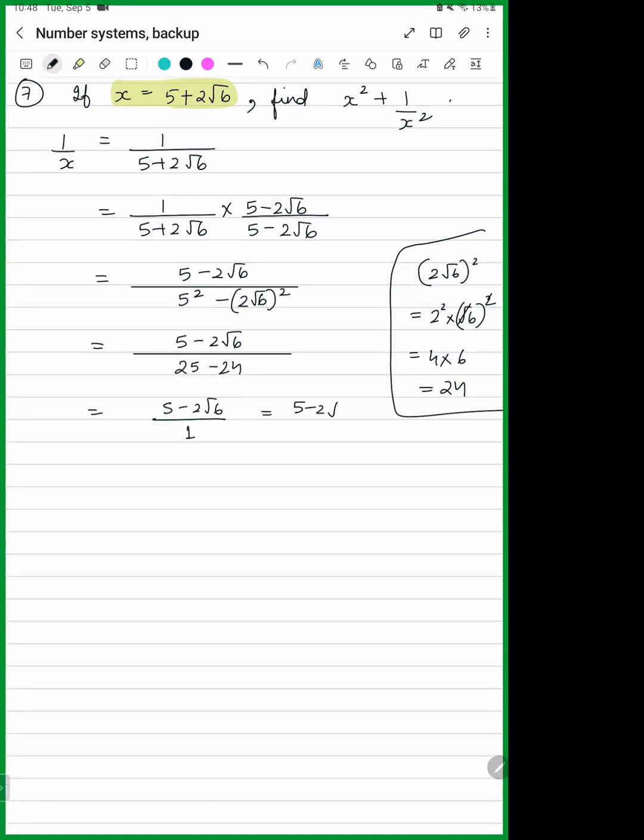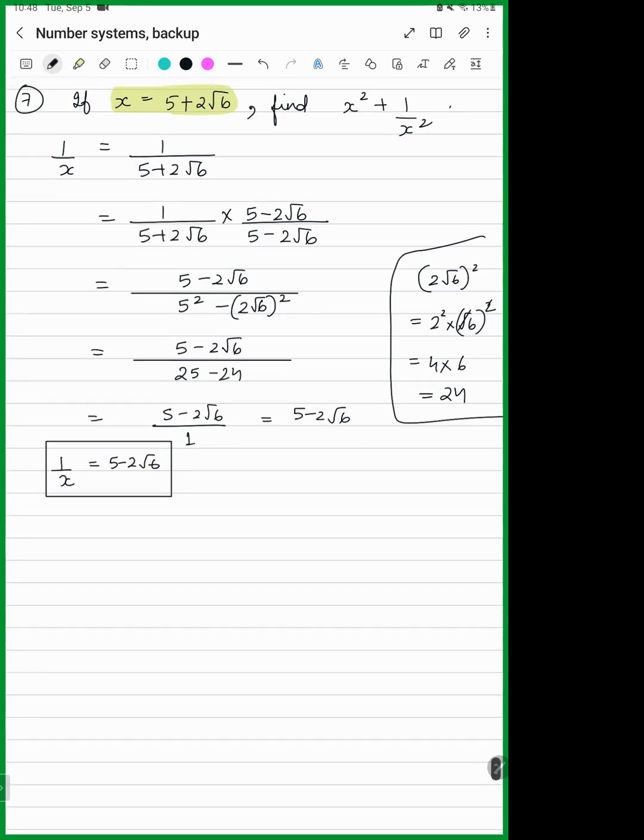Now, we have x, we have 1 by x. 1 by x is equal to 5 minus 2 root 6. I'm going to put it in a box so that I don't forget what my 1 by x was. Now we have to find x square plus 1 by x square.